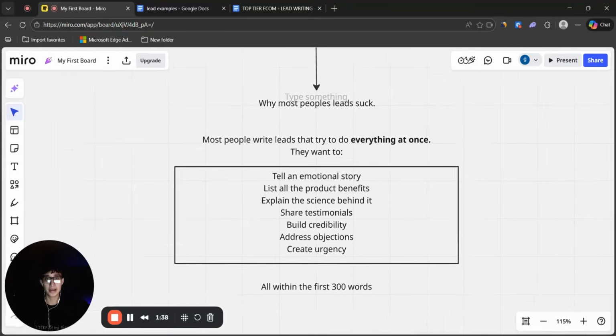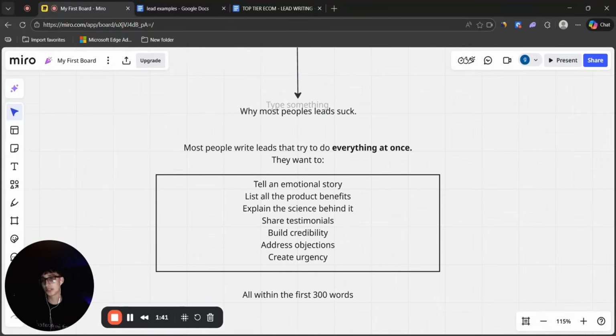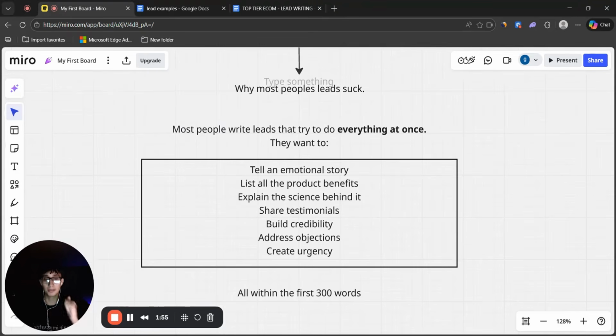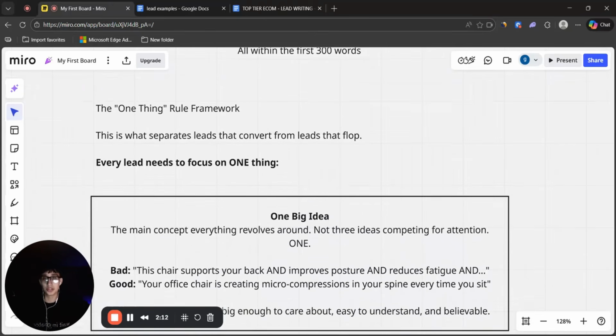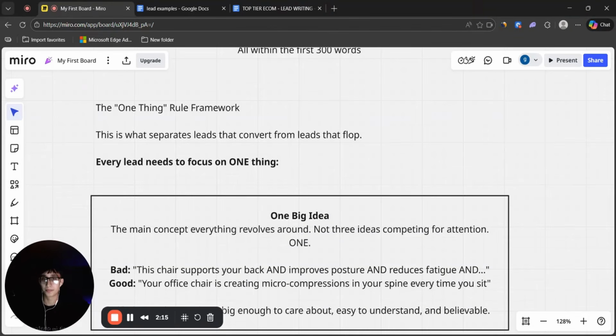So now we're going to go over why most people's leads suck. This is because most people write leads that try to do everything at once. Within the first 300 words, they want to tell an emotional story, list all product benefits, explain the science behind it, share testimonials, build credibility, address objections, and create urgency. Trying to squash all of that into the first 300 words is too much for your reader to process. So this is where I introduce the one thing rule framework. This is what separates leads that convert from leads that flop.